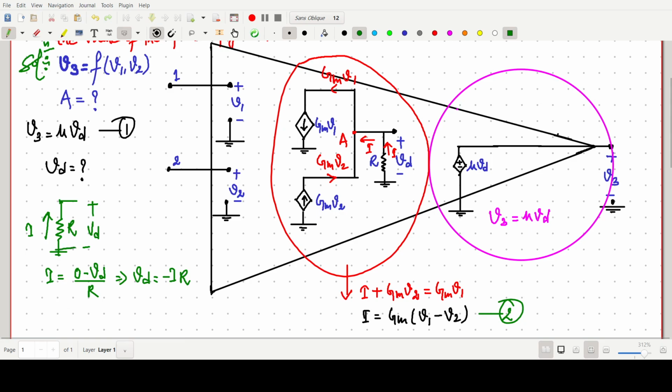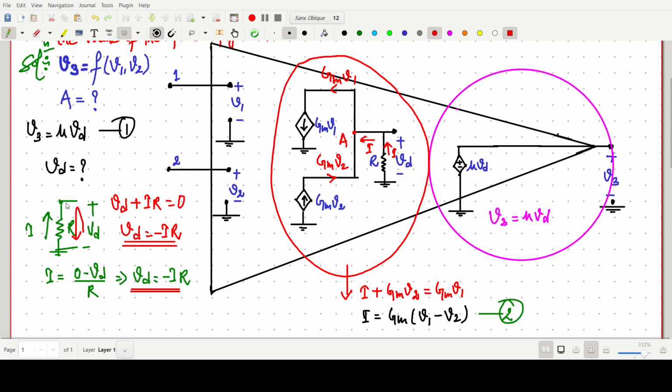Or one can also apply Kirchhoff's voltage law in this loop. We can write plus vd, and in the opposite direction of the current, plus I R, equals 0. So vd equals minus I R. The same expression we are getting. So this is the way, simply 0 minus vd by R.